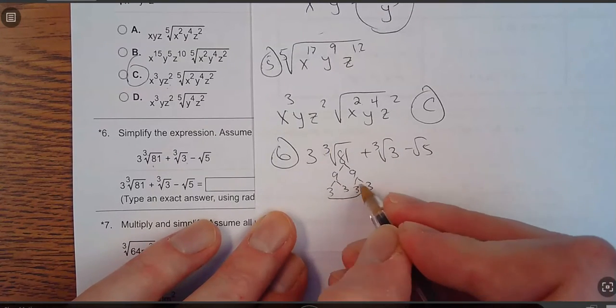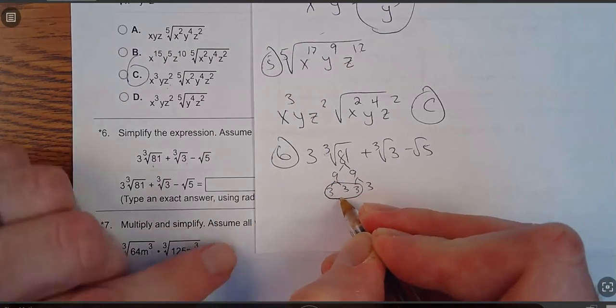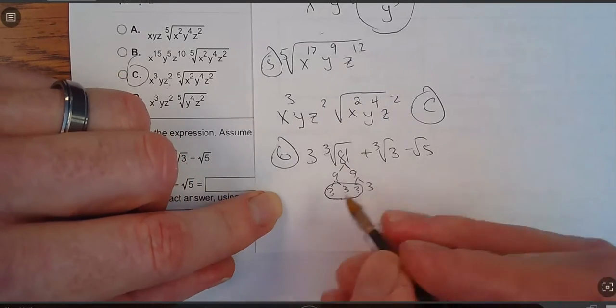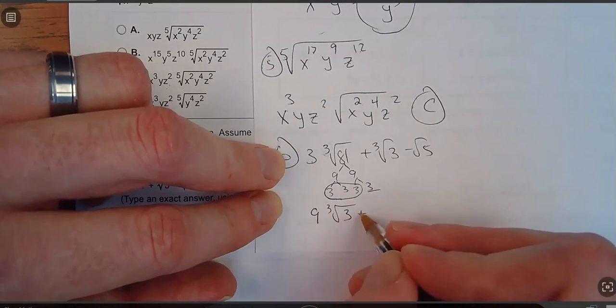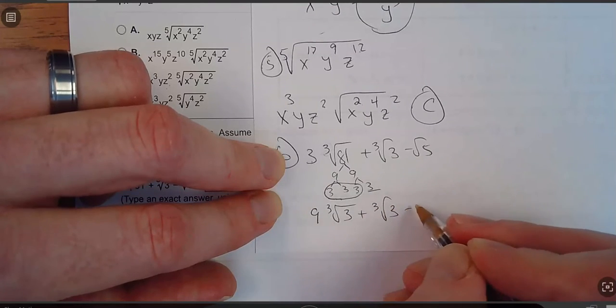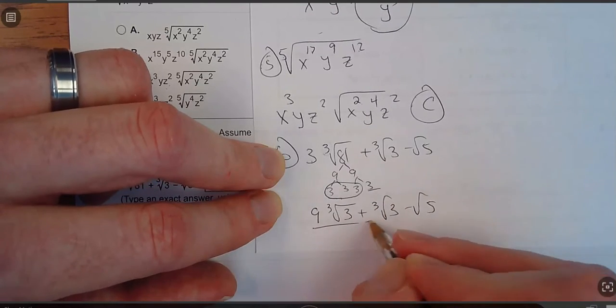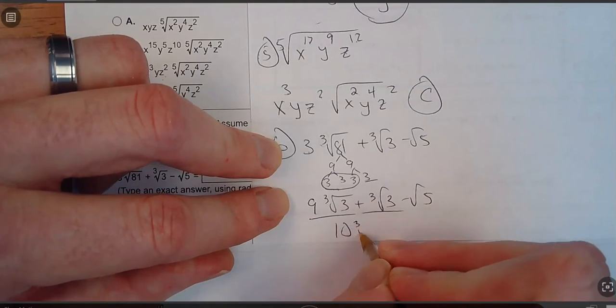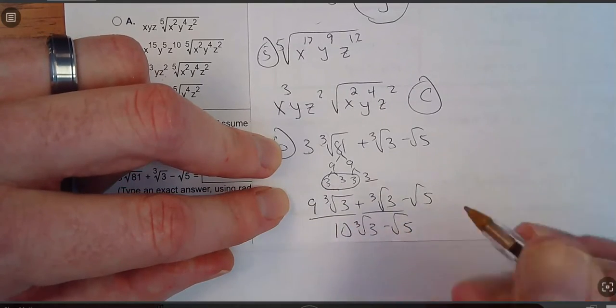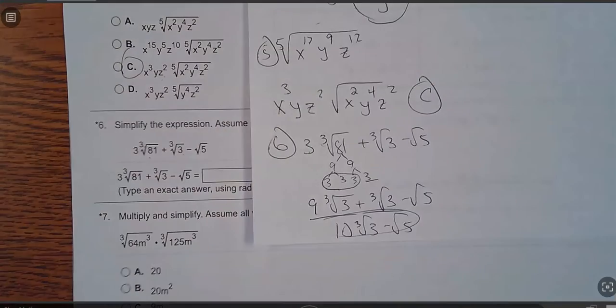Cube root says look for a group of 3. I'm going to pull that 3 out front, times the 3 that's already there would be 9. Cube root of 3. Those two are like terms, so 9, 10, so it'll be 10 cube root of 3 minus radical 5. So that's your answer. Okay.